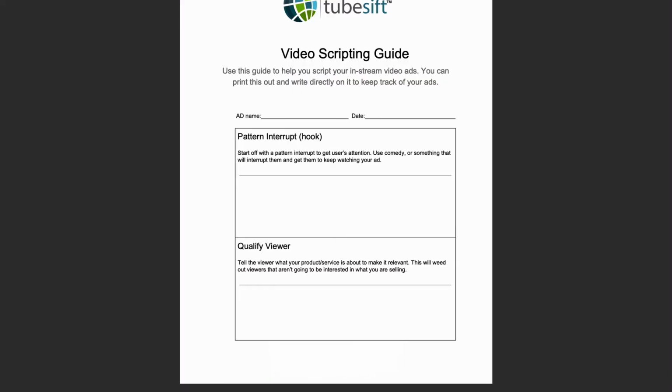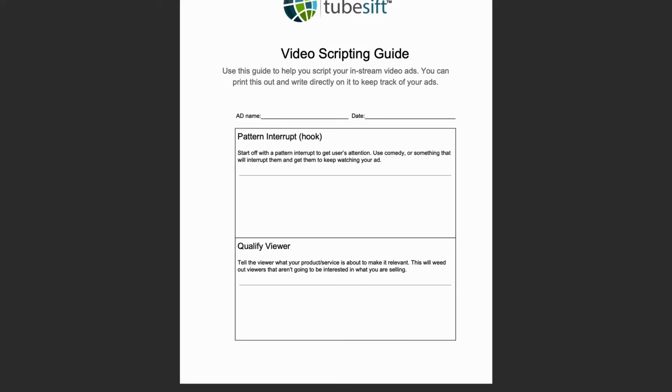And you want to have a clear direction that guides your viewer towards a call to action. Maybe they go visit your website, or maybe they download a free guide in exchange for an email, something along those lines. But one way you can go ahead and start planning what you're going to say is with the TubeSift scripting guide. You can download that on this post here. Just put in your email and we'll send you that guide. And it helps you organize what you're going to say.